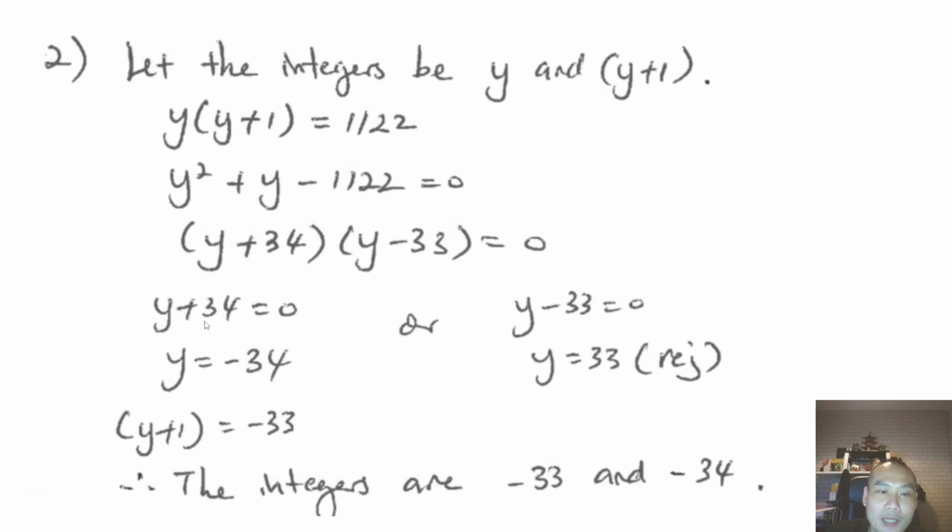That gives us y plus 34 is 0, y is negative 34. The other side, we have y minus 33 is 0, y equals 33. So for this particular question, y is supposed to be negative. Therefore, we reject y equals 33. So we are going to take y equals negative 34. So y plus 1 will be negative 33. Then we can declare, right? The integers that we are supposed to find are negative 33 and negative 34.